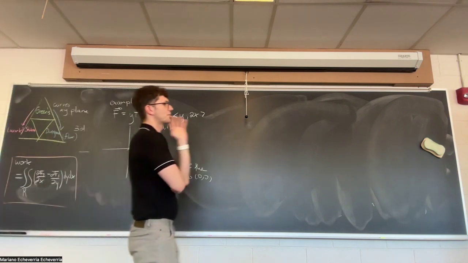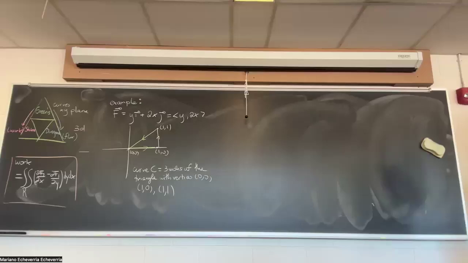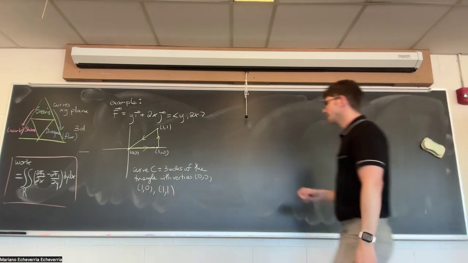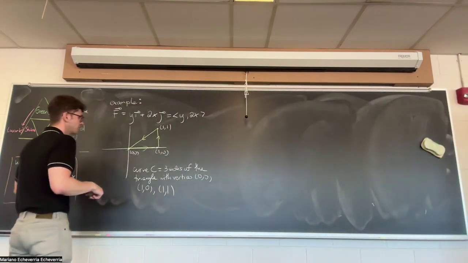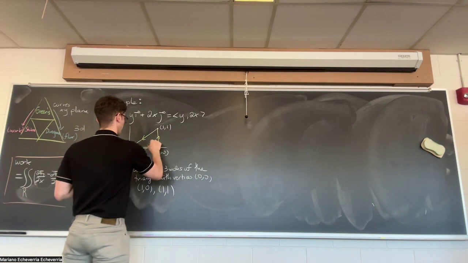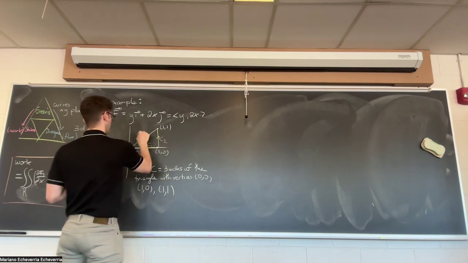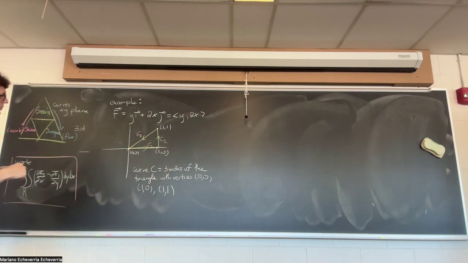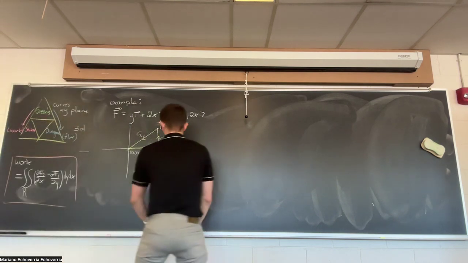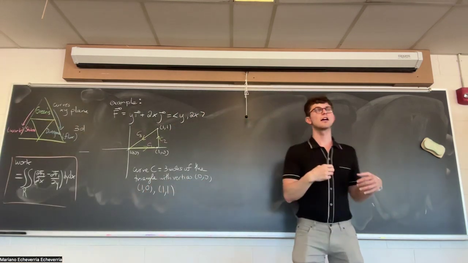So the triangle has three sides. The curve is really three mini curves concatenated, one for each side. So let me call those C1, C2, C3. So the work done by F, right?